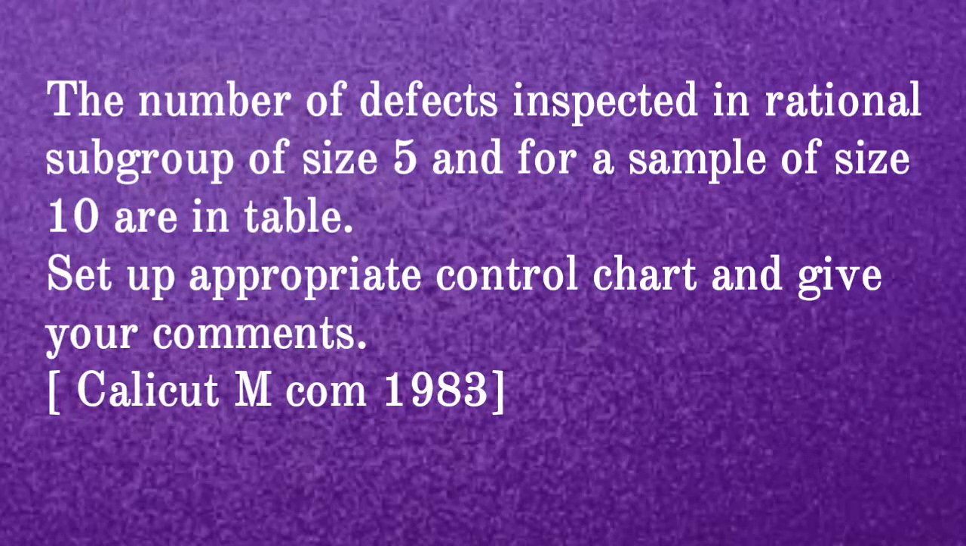Given question: the number of defects inspected in rational subgroups of size 5 and for a sample of size 10 are as follows. Set up an appropriate control chart and give your comments. This question was asked in Calicut MCom 1983.